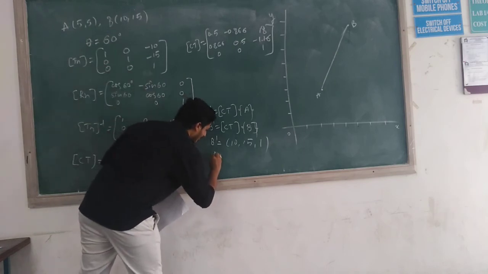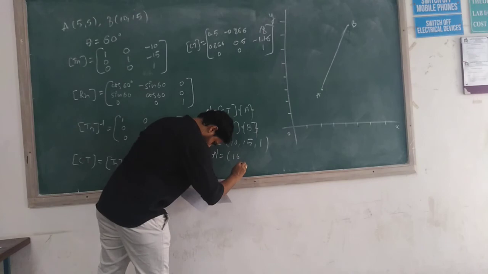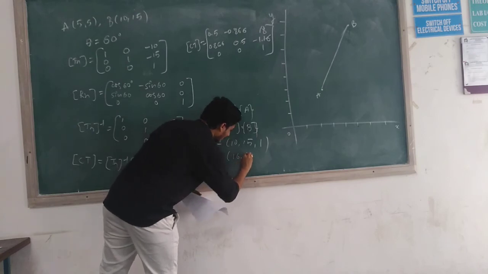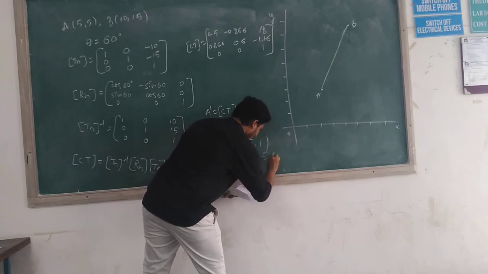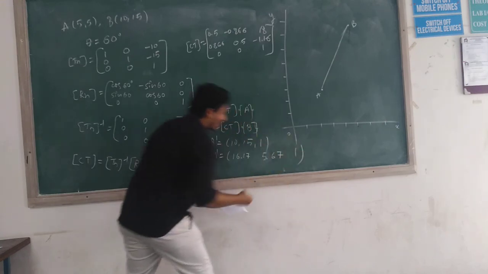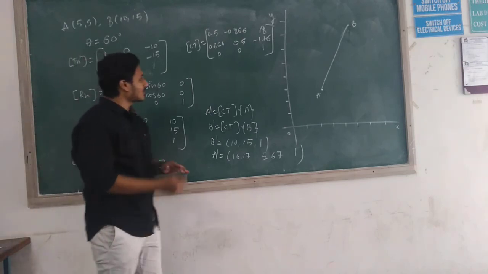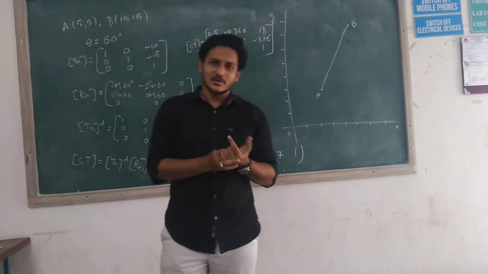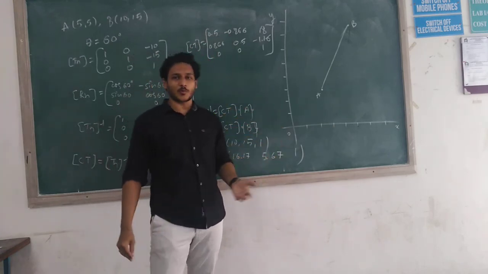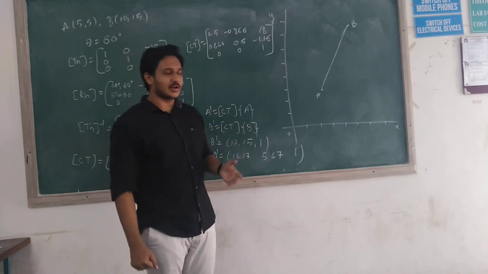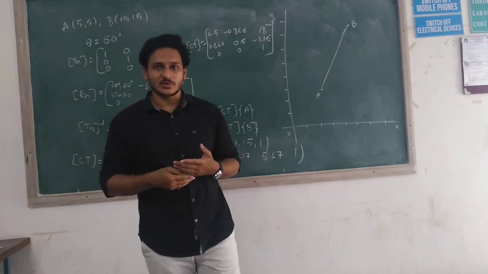Well, A dash, I will write it down directly. A dash is 16.17, 5.67, and this is 1. So this is how you have to solve for the concatenated transformation matrices. Okay. So in the next class we are going to solve some more problems on the concatenated transformation for different geometric transformations. Okay. Thank you.